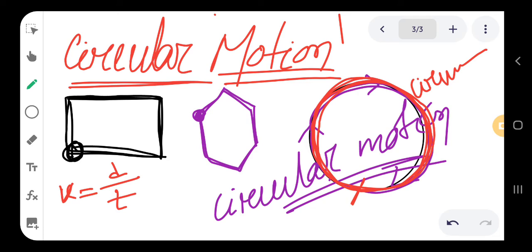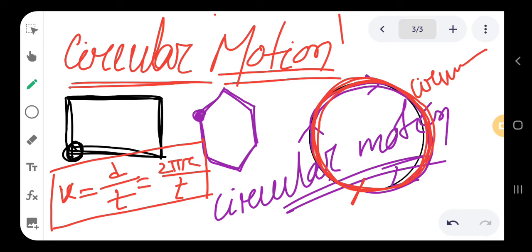So what is the formula for the circumference? 2 pi r. Yes. So v equals 2 pi r divided by t, where t is time. So in a circular motion, this is your formula: velocity is equal to 2 pi r by time. When an object moves in a circular path with uniform speed, its motion is called uniform circular motion. You have to underline that. It is in the page after the formula. This is the definition of circular motion.